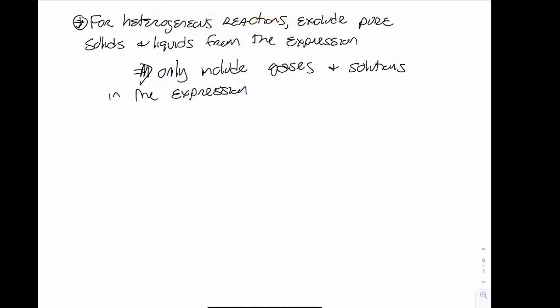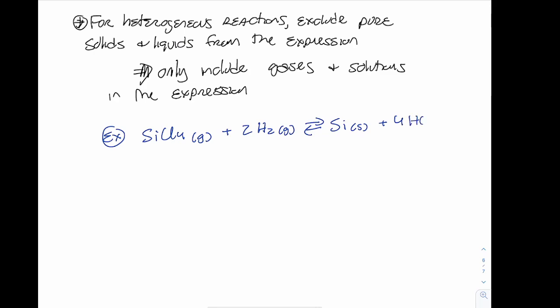Couple examples for us here. I have silicon tetrachloride, and it is a gas. I'm reacting it with 2 hydrogen, also a gas. We're going to form silicon, which is a solid, plus 4 hydrogen chloride molecules, because it's a gas. It's only hydrochloric acid when it's an aqueous solution. Because this is a gas, hydrogen chloride.